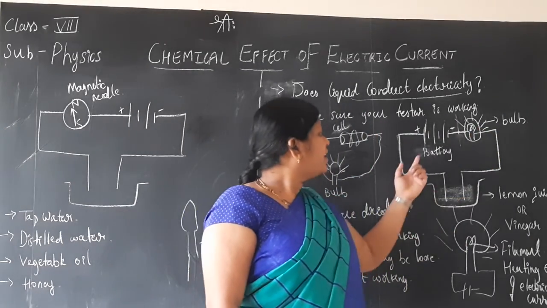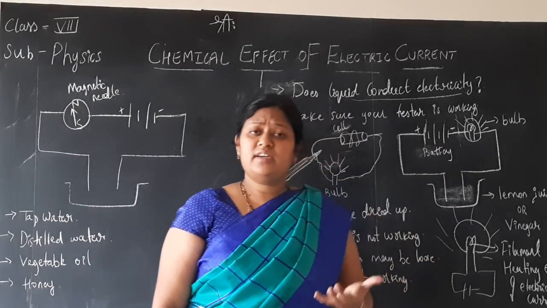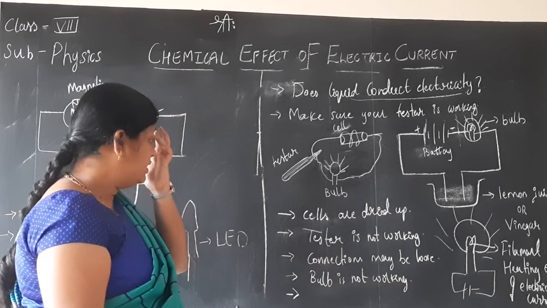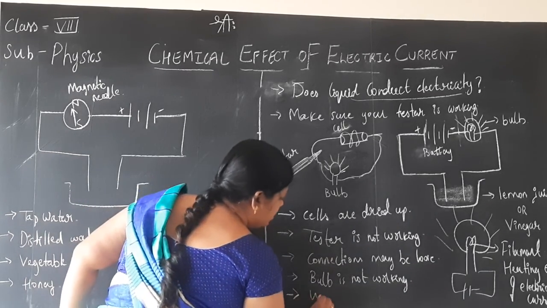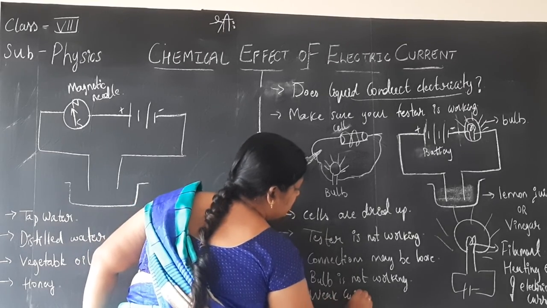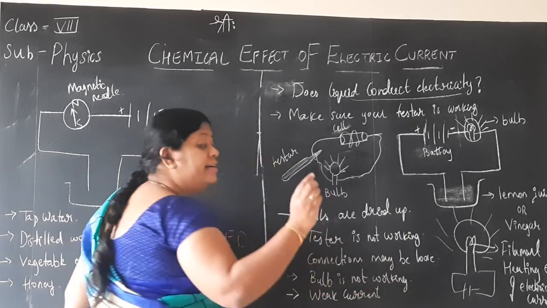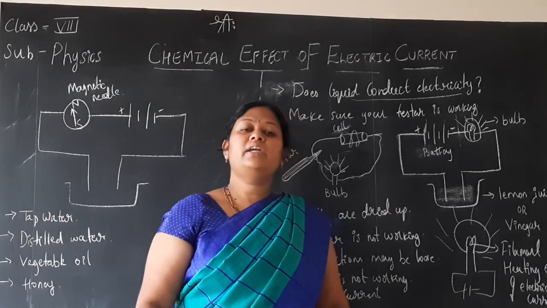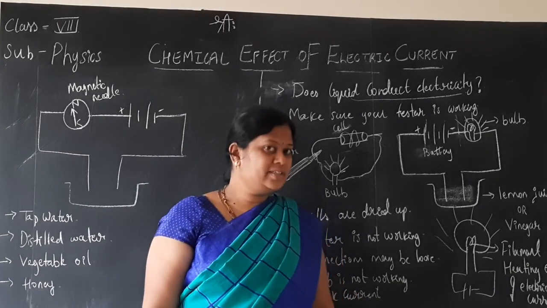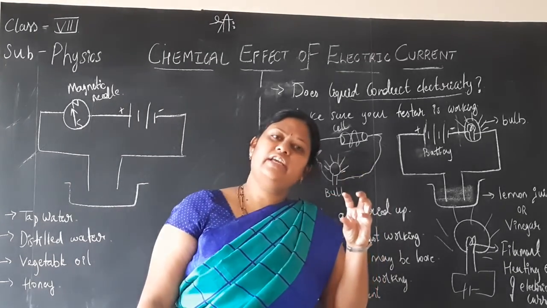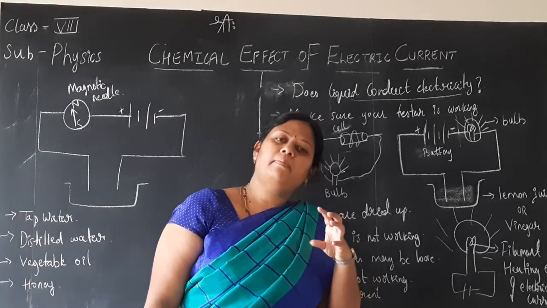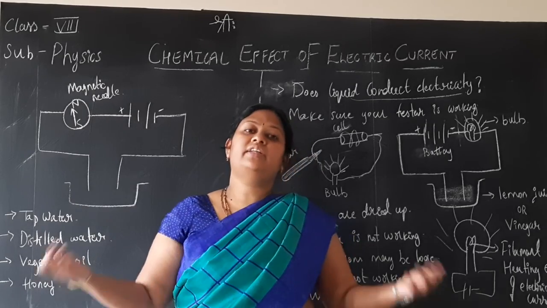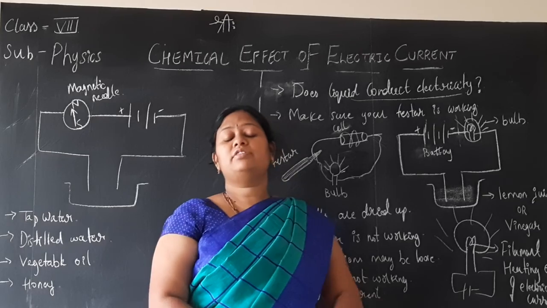Sometimes, children, the bulb may not glow, and one more reason I can add here is weak current. Weak current may be one of the reasons for the bulb not to glow. You might have experienced single phase of current at your home, isn't it? What will happen? The bulb will not glow that bright. It will be dim, or the mixie may not work, the TV may not work. You might have experienced this especially when there are heavy rains. There is a single phase of current.